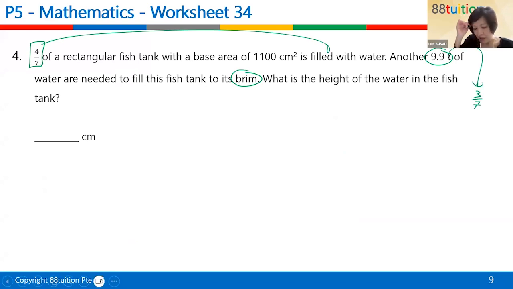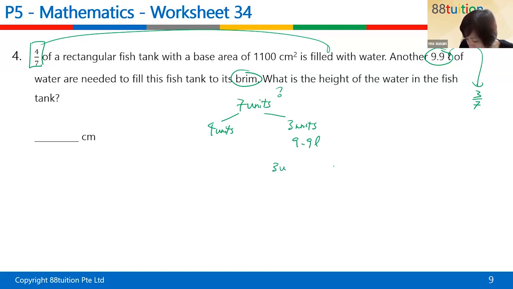So meaning to say at first they must have 7 units, right? So let's take a look at the volume is 7 units. Okay, do it in a different way. 4 units is filled with water. Another 3 units fill it up to the brim, which will give you 9.9 liters. So then after that, we'll need to find out what is the capacity here. So I need to find 7 units using the overhead bridge, right? Overhead bridge means the one that I taught before, right? Okay, that will give you 23.1.